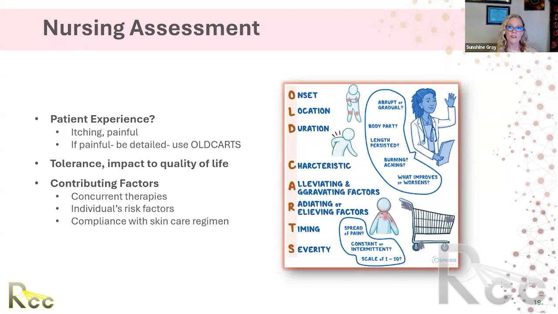And of course, we always want to check and make sure, are they complying with the skincare regimen that we have discussed with them? It's important for us to make sure that we're having a conversation with the patients and their families so they know what we would like them to do for their skincare, but also, are they doing that when we've asked them to do?